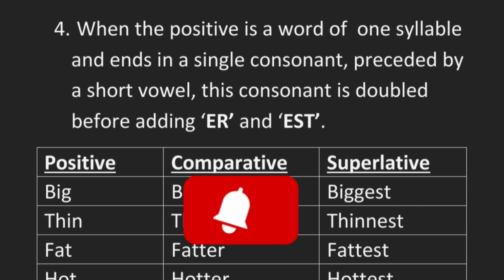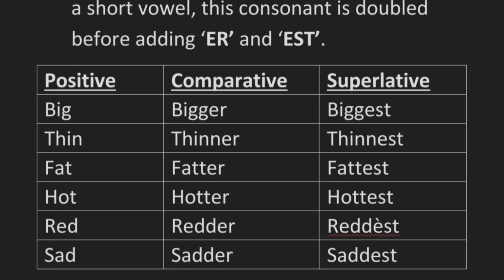It means that before the last letter, we have a vowel, that is A, E, I, O, U. Then we need to double the last letter, and then we will add ER and EST. So you can see the examples for the same. Big, bigger, biggest. Thin, thinner, thinnest. Fat, fatter, fattest. Hot, hotter, hottest. Red, redder, reddest. Sad, sadder, saddest.